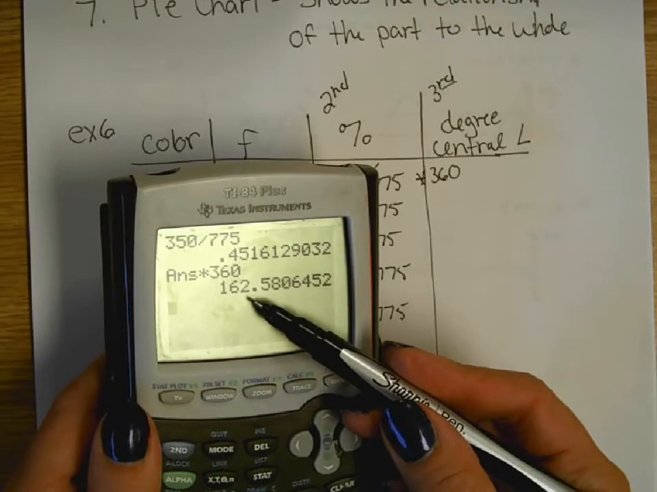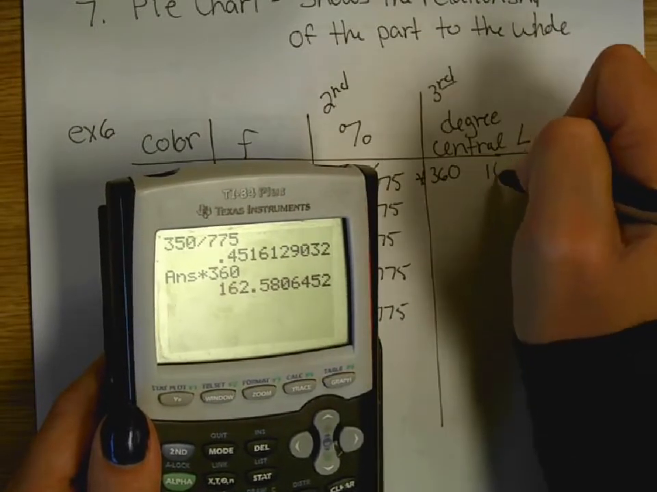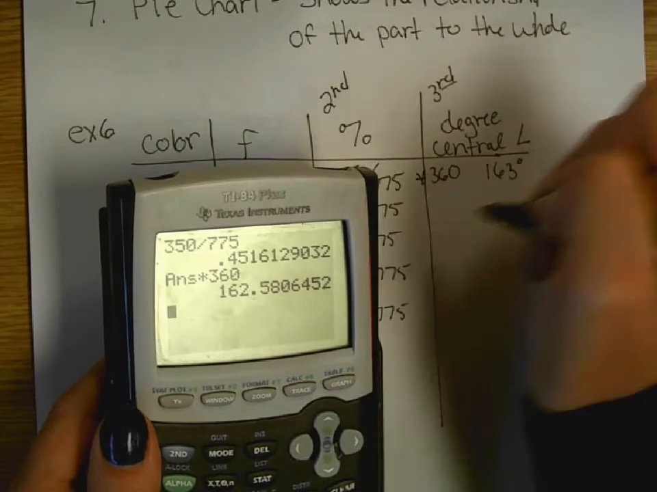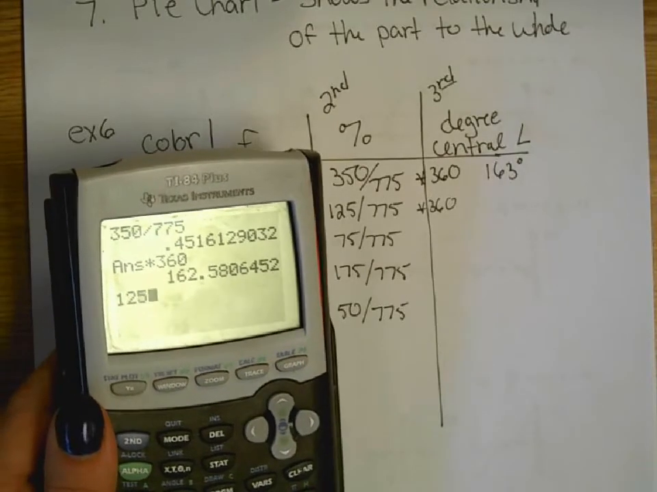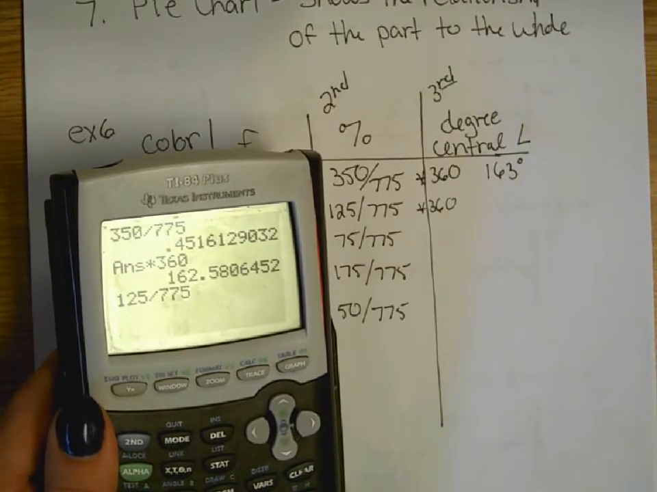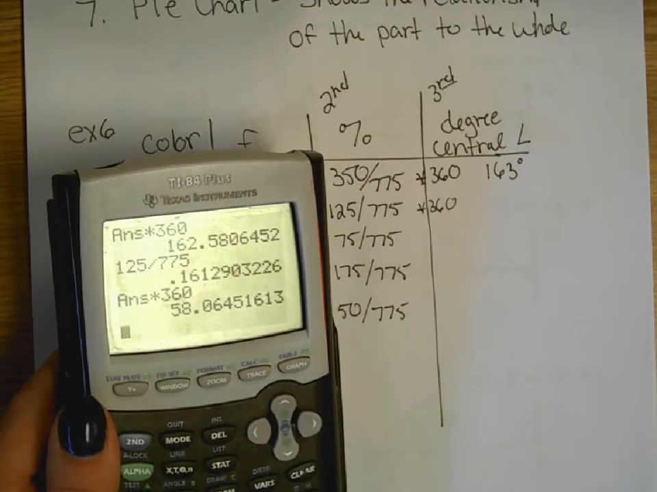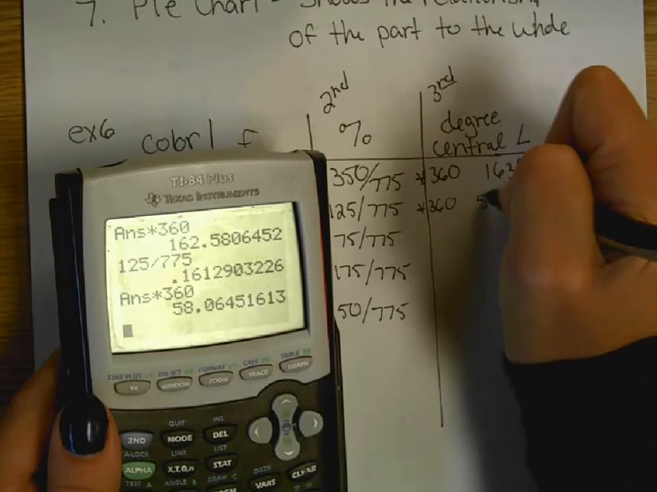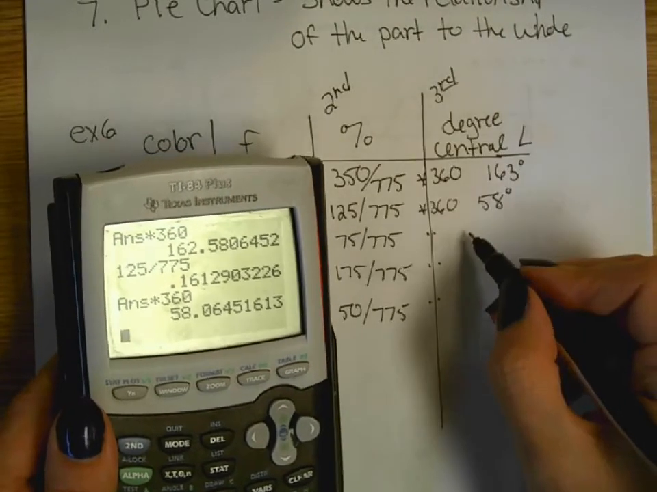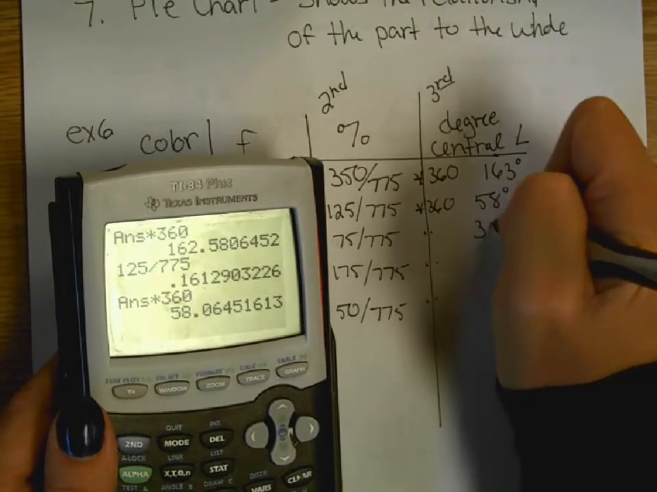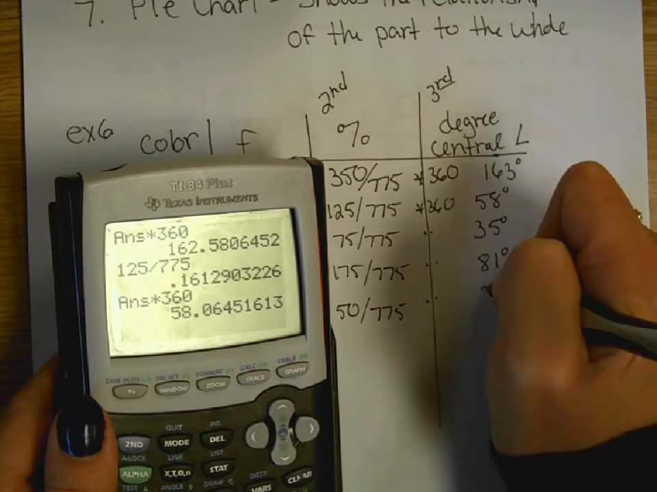Now I'm going to round to the nearest whole degree. I'm going to save the rounding till the very end. So I'm going to make this one 163 degrees. So times each of these fractions, 125 divided by 775 times 360. And I get 58 degrees. And you just follow that all the way down. Timesing by 360, you will have 35 degrees here, 81 here, and 23 here.